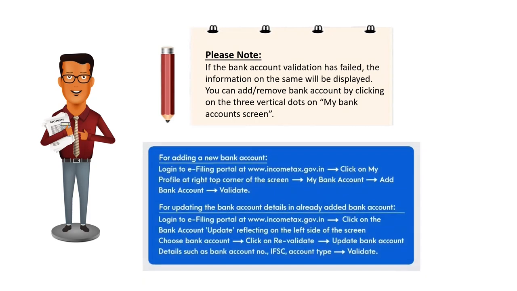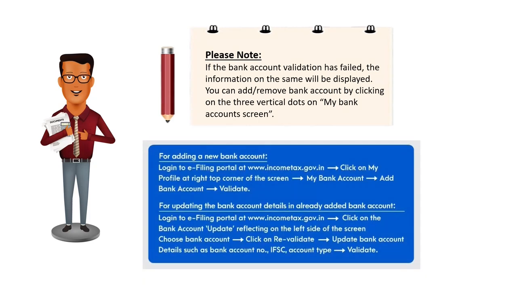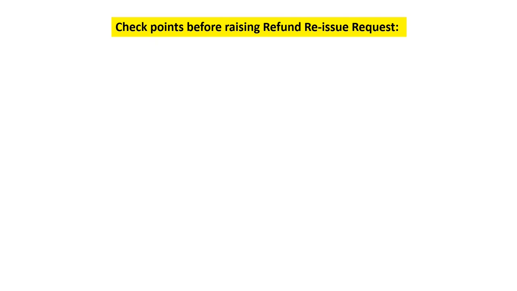You can also add a new bank account by going to the e-filing portal, post login. In the My Profile section, you can click on My Bank Account and then add a bank account and then validate it. Similarly, you can also update your bank account details. In case of a refund failure, you are required to raise a refund reissue request.